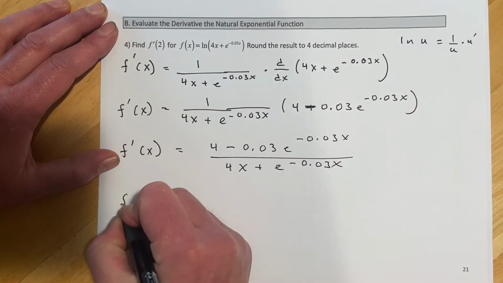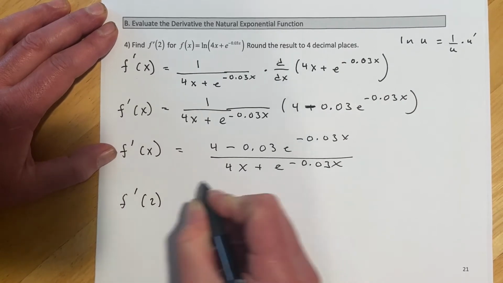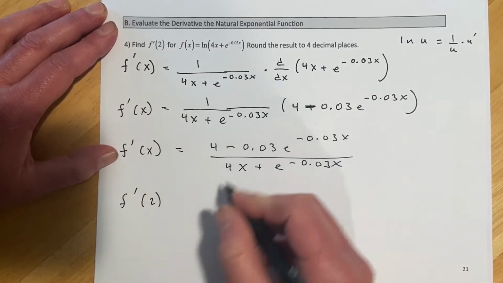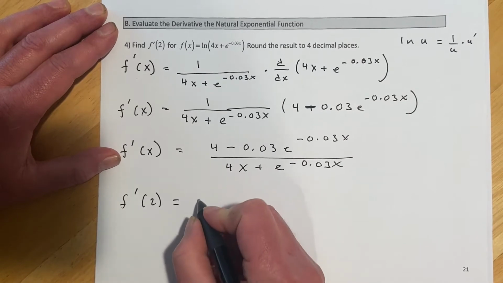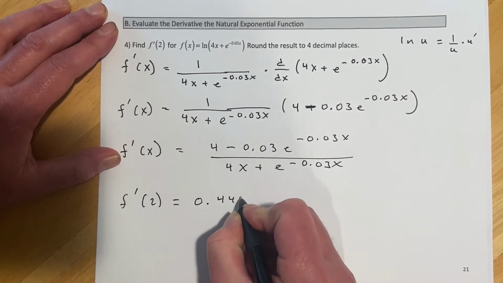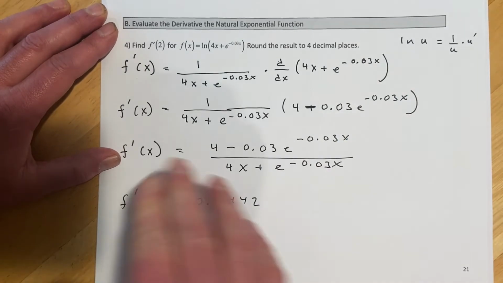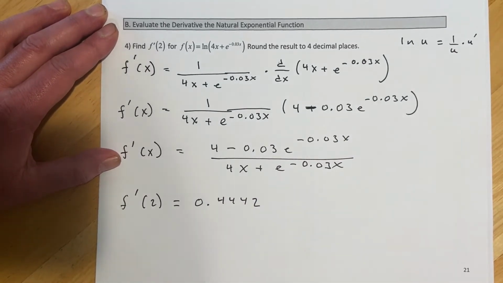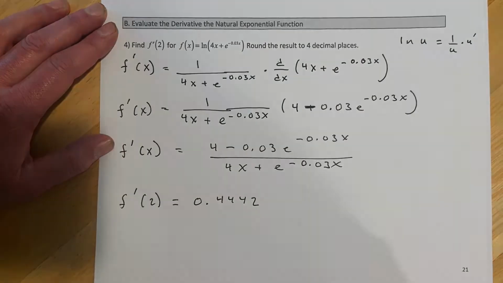All that's left to do is just to very, very carefully plug a 2 in for those x's and try to get all that in the calculator. And it should come out to 0.4442. Again, check your calculator steps to see if you're inputting things correctly.